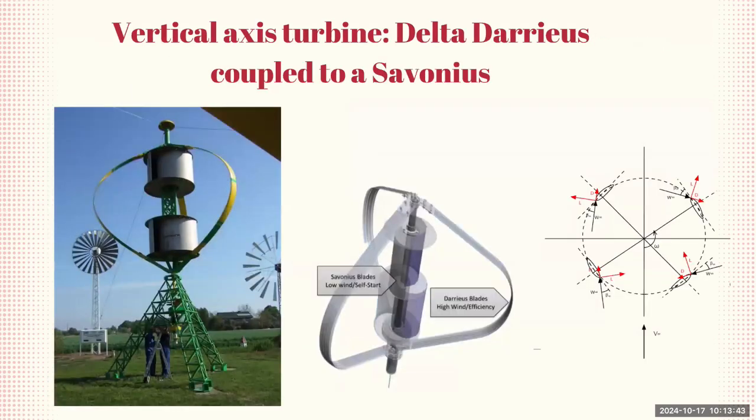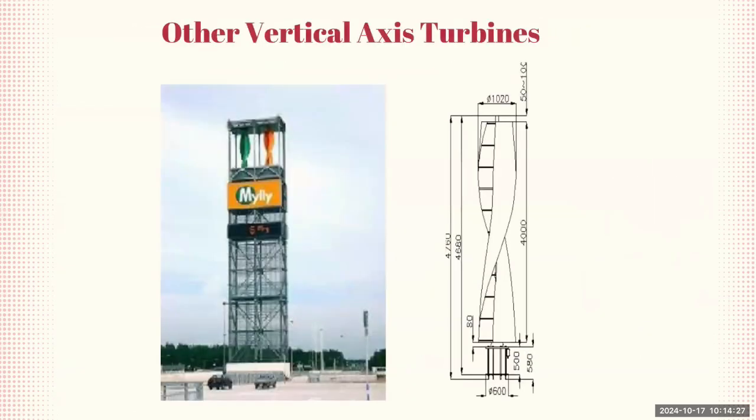We also have a combination of the two vertical axis designs, which is the Delta Darrieus rotor coupled with the Savonius rotor. The Savonius blades shown in the diagram are particularly useful for starting the turbine at lower wind speeds, where the traditional Darrieus blades might struggle. The Darrieus blades, however, excel in high wind conditions, providing better efficiency. By combining these two, we can harness wind energy across a broader range of wind speeds. So this makes it a hybrid design, versatile and efficient for diverse environmental conditions. So you can see here where the engineering innovation takes place, where we combine two different types of vertical axis turbines. The other type of vertical axis turbine is as shown here on the screen.